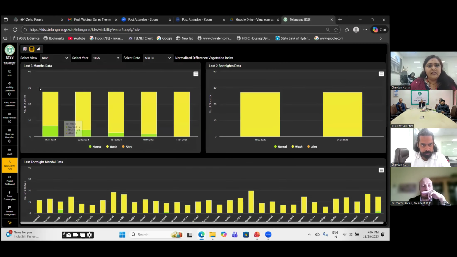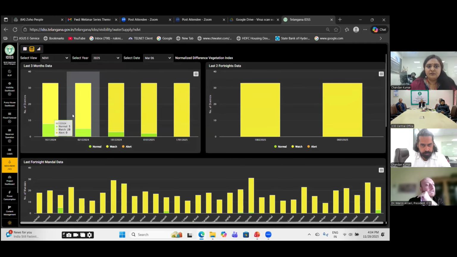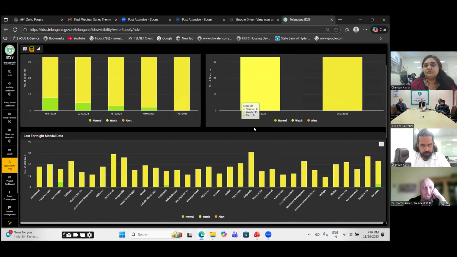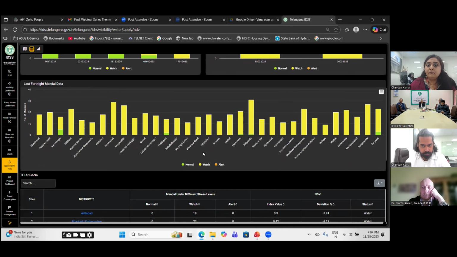So here we have the analysis. We can see the number of districts which are in normal, watch and alert condition. And if you want to understand every fortnight's data, we have the fortnight data. We even have that for the mandal level. I was just showing the mandal level. We have it in the form of a graph here.